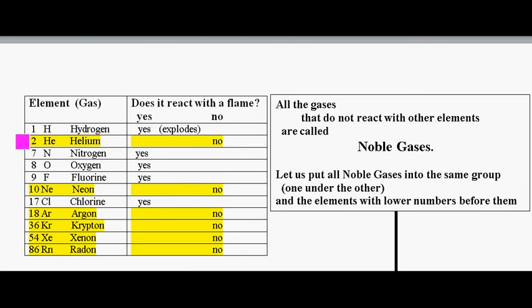The elements highlighted in yellow have not reacted with the flame. These elements are called the noble gases, and you can imagine noble because they just do not care to react with others. Let us put all noble gases into the same group and write them one under the other, and then the elements with lower numbers before them.